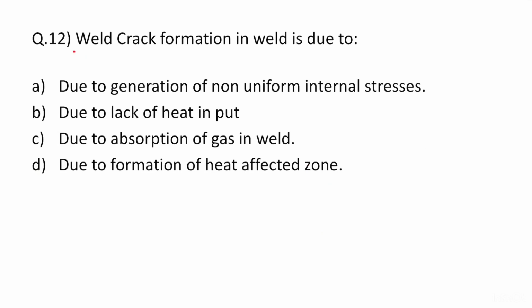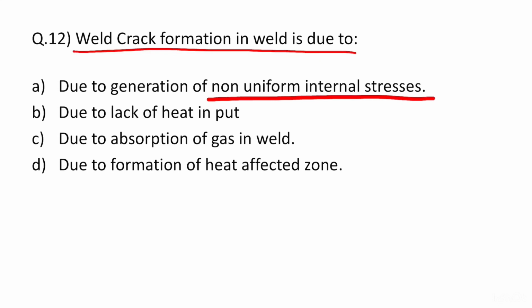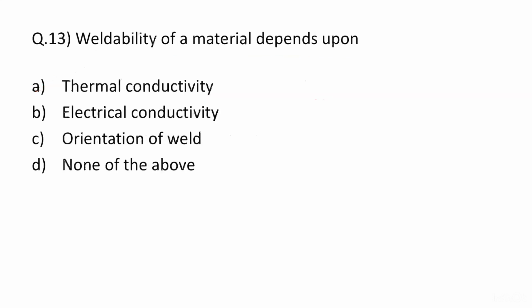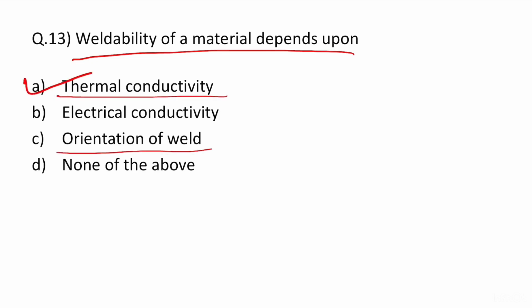12. Weld crack formation in weld is due to, first of all, weld crack formation happens due to non-uniform internal stress. Whenever the crack is generated, it is due to the non-uniform internal stress. So the answer is D. Okay, so the 12 answer is D. 13. Weldability of a material depends upon, if you read it carefully, the first one is right, thermal conductivity. Okay, orientation of weld, electrical conductivity, no.